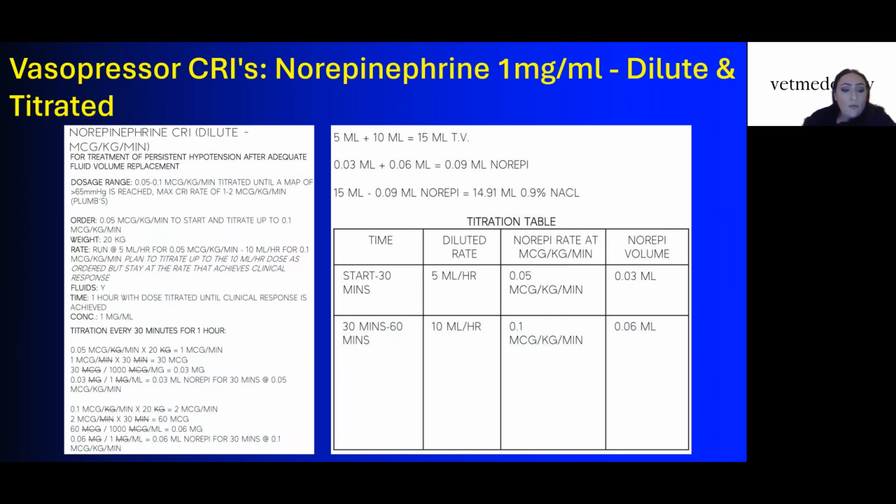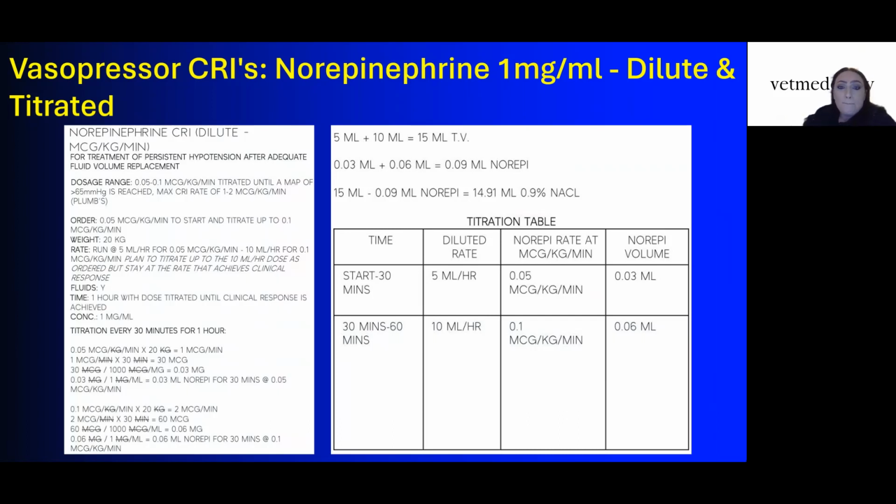So for the 0.1 mic per kg per minute, we are going to multiply that by 20 kgs and we get 2 mics a minute. 2 mics a minute times 30 minutes gives us 60 mics. 60 mics divided by 1,000 mics per mg equals 0.06 milligrams. 0.06 milligrams divided by 1 mg per mil equals 0.06 mils norepi for 30 minutes at the 0.1 mic per kg per minute.